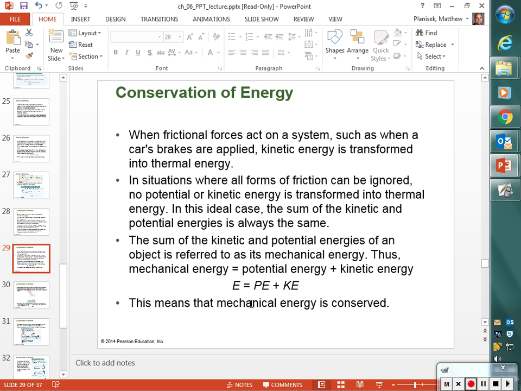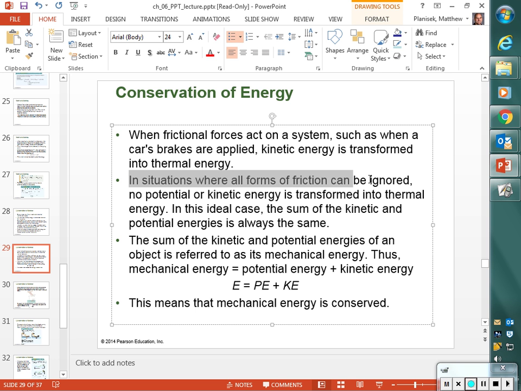In this ideal case, the sum of the kinetic and potential energies is always the same. So in that case, we would see a conservation of not just energy in general, but specifically mechanical energy, right? Mechanical energy being kinetic and potential. The sum of kinetic and potential energies of an object is referred to as mechanical energy. This means that mechanical energy is conserved, but we have to make sure all forms of friction can be ignored. Okay with that concept?